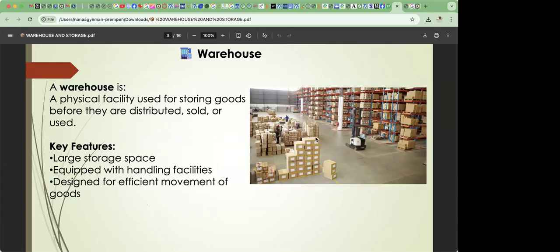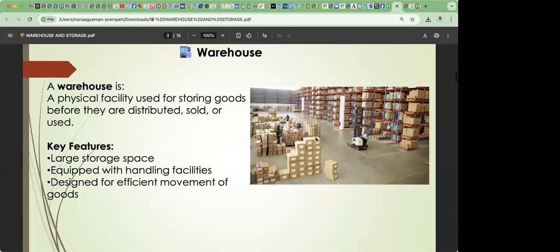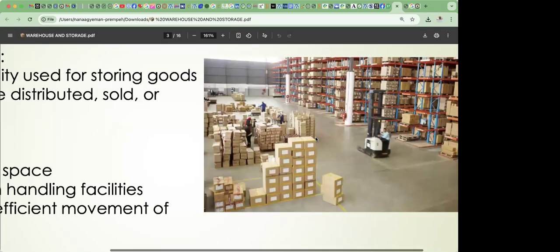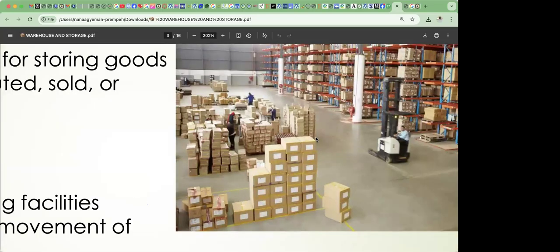In this kind of warehouse, you see that they were arranged on the line. If you look at some, you see that, and that's very important.